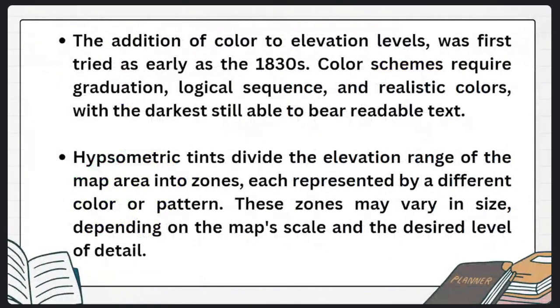The addition of color to elevation levels was first tried as early as the 1830s. Color schemes require graduation, logical sequence, and realistic colors, with the darkest still able to bear readable text. Hypsometric tints divide the elevation range of the map area into zones, each represented by a different color or pattern. These zones may vary in size depending on the map scale and the desired level of detail.